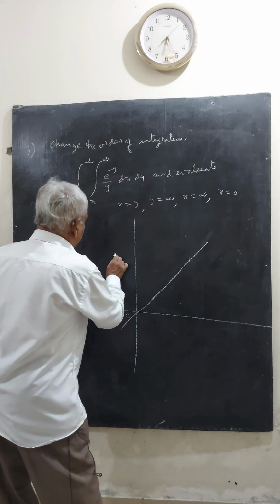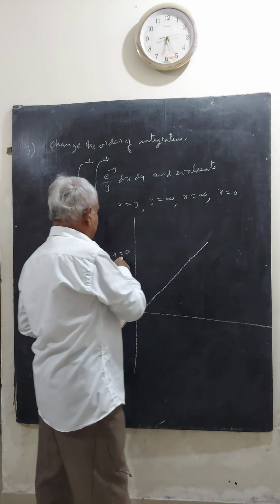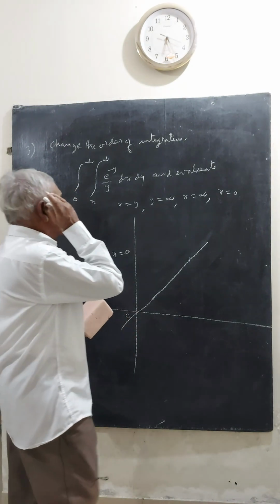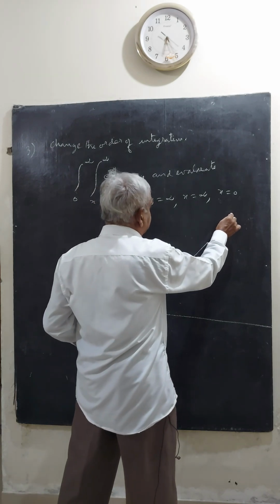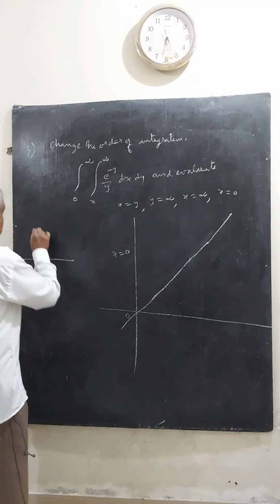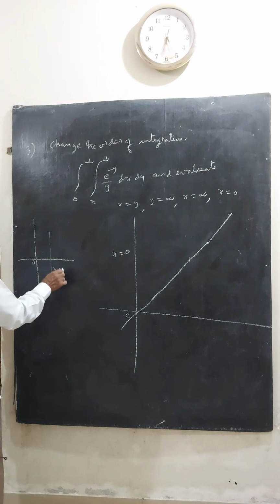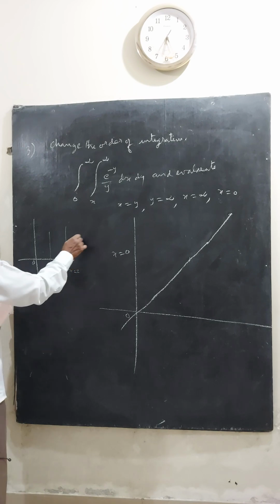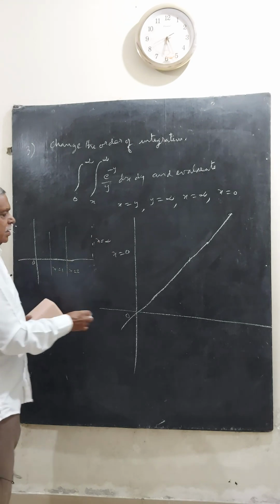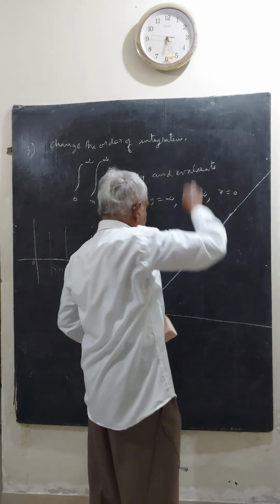X equal to 0 is the equation of the y axis. We are taking this y axis as a curve. Y equal to infinity, x also infinity. This is x equal to 1, x equal to 2, and it goes on to x equal to infinity. Similarly, the curve goes up to infinity.